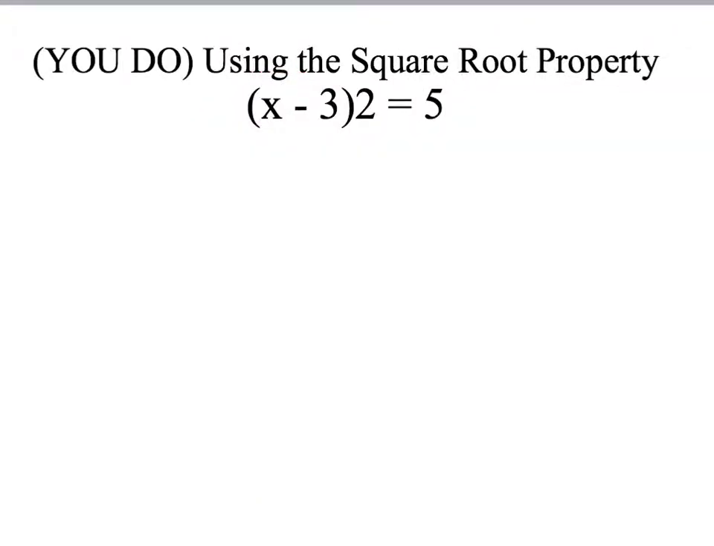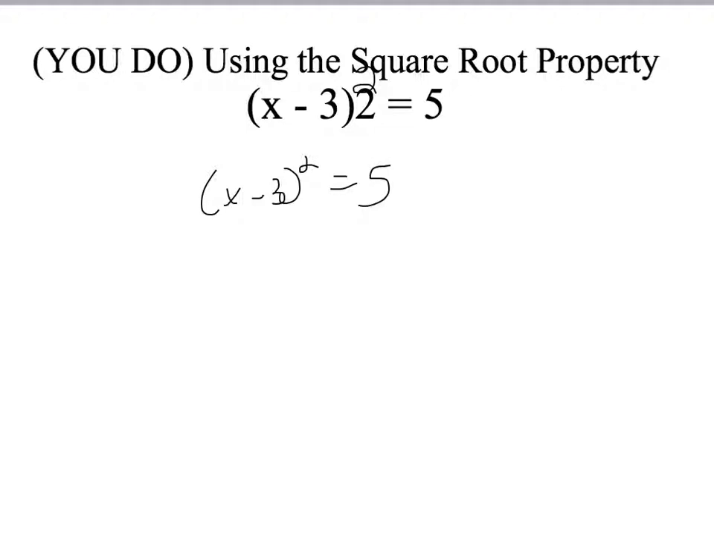Okay, so I'd like you to pause the video for a moment and try this one on your own. So here this is x minus 3 squared is equal to 5. Okay, I'm going to go ahead and rewrite it down here, and let's see how you did.